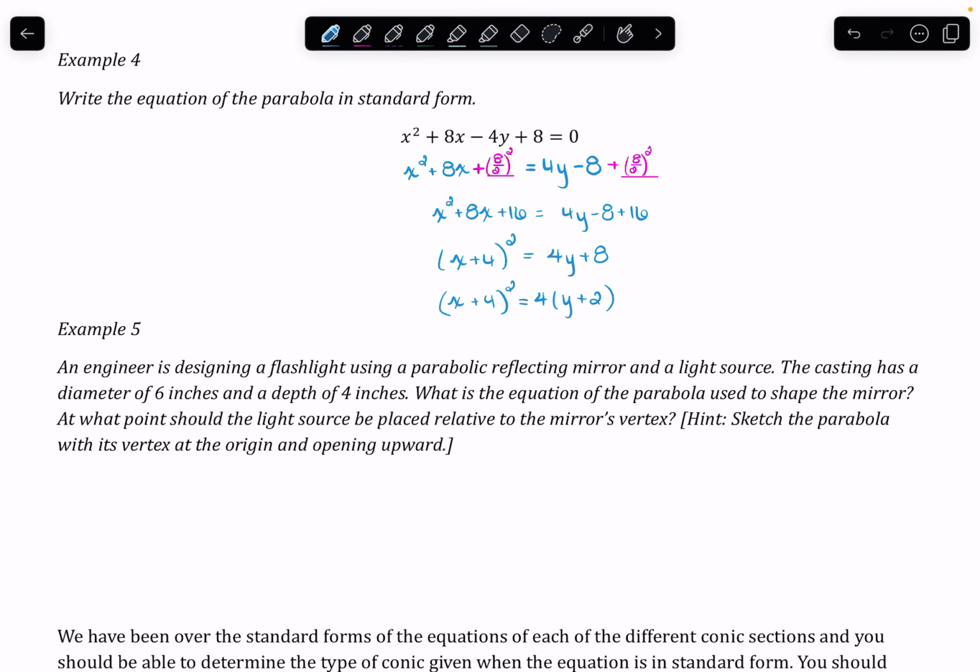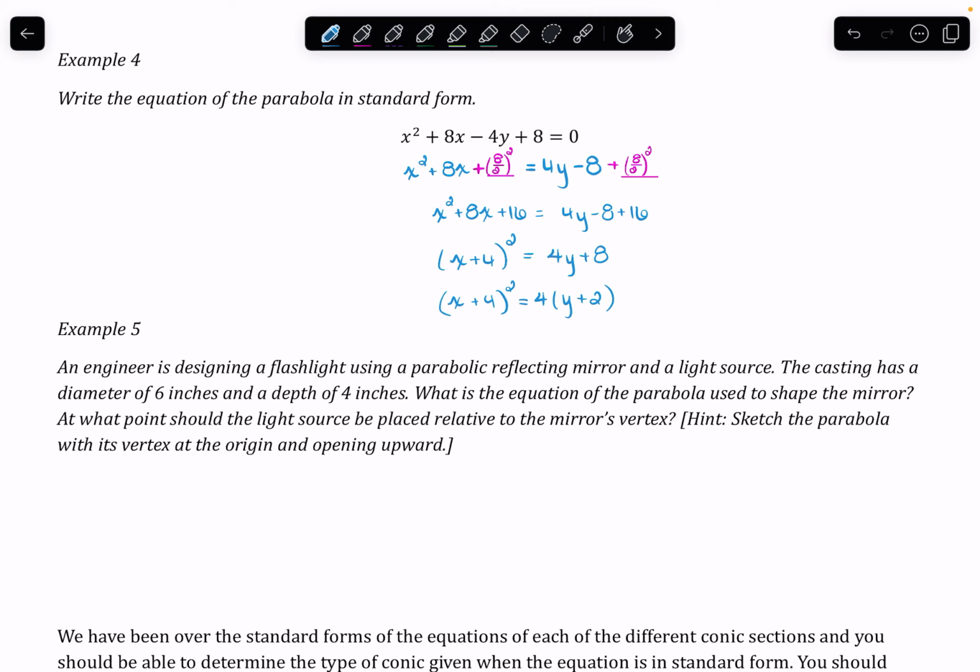All right, example 5. An engineer is designing a flashlight using a parabolic reflecting mirror and a light source. The casting has a diameter of 6 inches and a depth of 4 inches. What is the equation of the parabola used to shape the mirror? At what point should the light source be placed relative to the mirror's vertex?